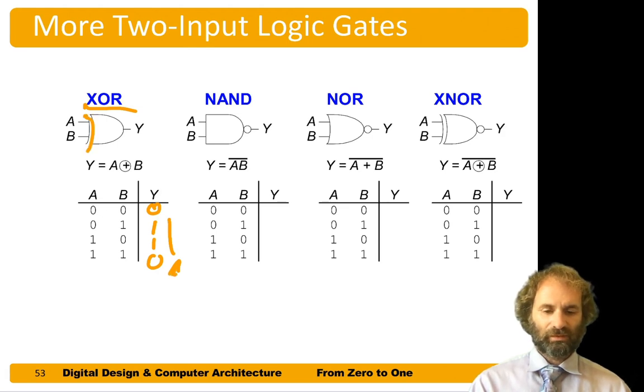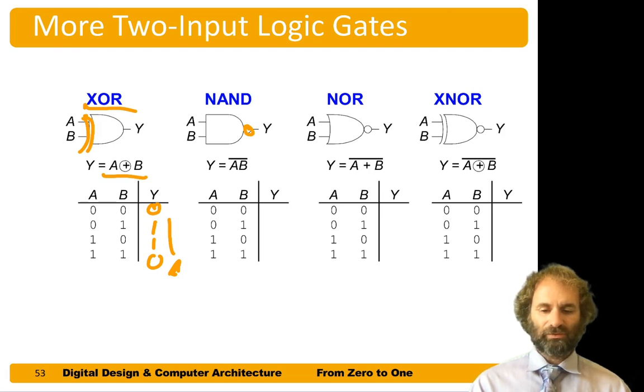The symbol is like an OR, but with two lines on the input, and the Boolean equation is written A XOR B, a plus with a circle around it. A NAND gate is like an AND, but it has a bubble on the output, so it does the opposite. The Boolean equation is Y equals A and B bar, and it's the opposite of AND.